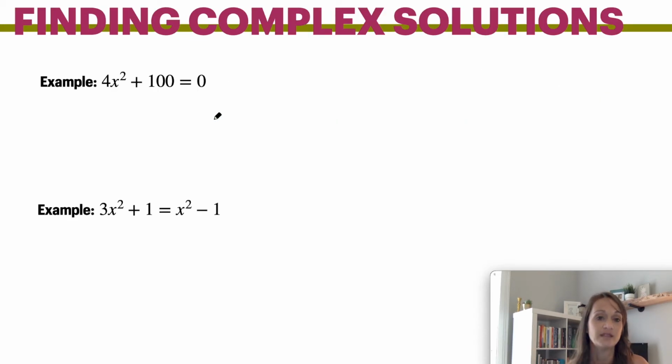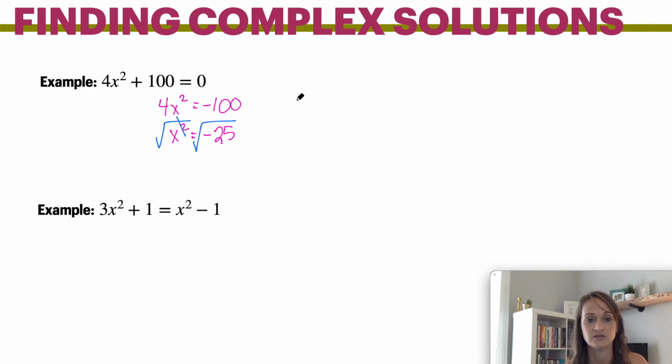You can also find complex solutions from equations. So for example, because there's only one term that has an x, we can solve for x squared by subtracting 100 from both sides and then dividing both sides by 4, and we get negative 25. To solve for x, we would take the square root of both sides because a square and a square root cancel, leaving me plus or minus. Remember, anytime you take the square root of something, you've got to do plus or minus. And the square root of negative 25, well, the square root of the negative is going to give you an i, and the square root of 25 is 5.